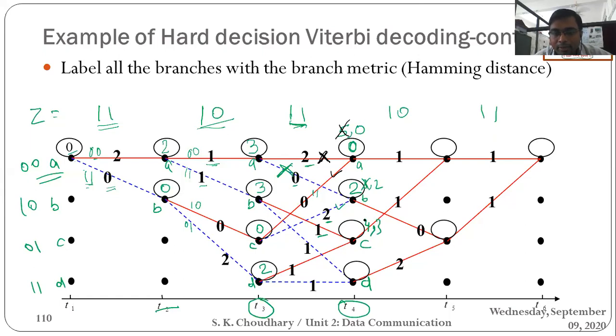Which is the surviving one? 4 is greater than 3. So 3 survives and 4 is discarded. 4 is coming from this particular path, so we discard this path. Only this path survives here. Now come to the last node D. D is receiving input either from B or from D.